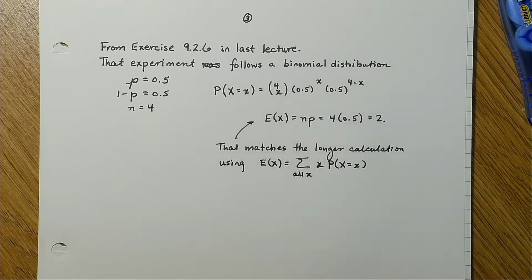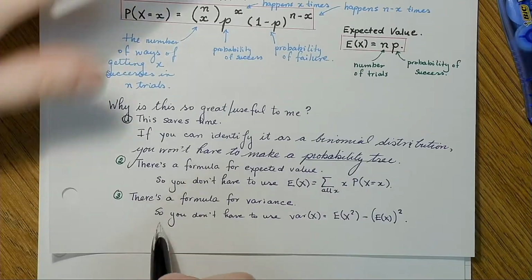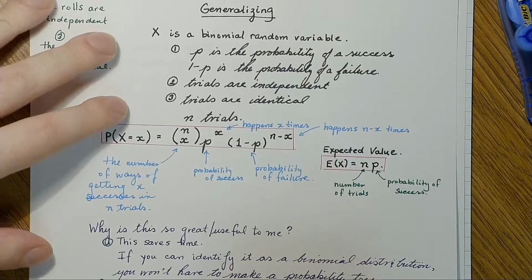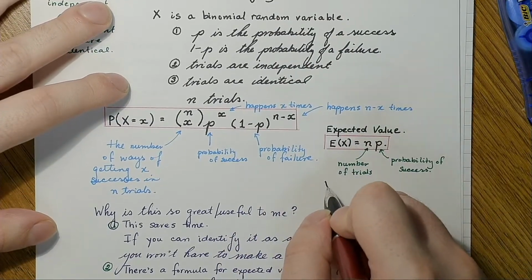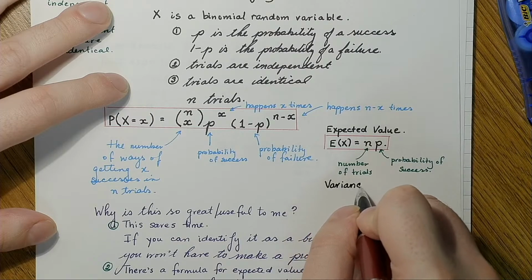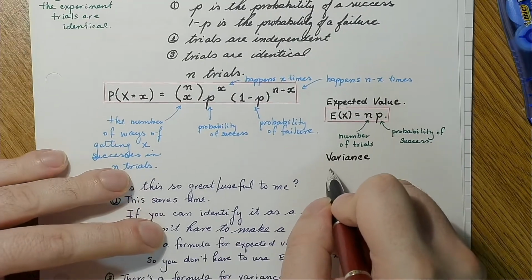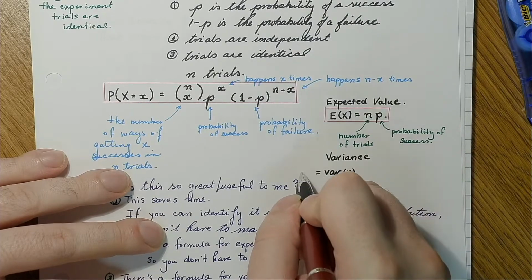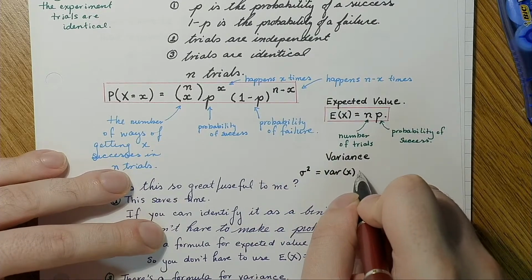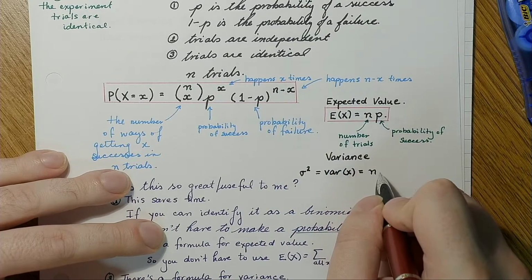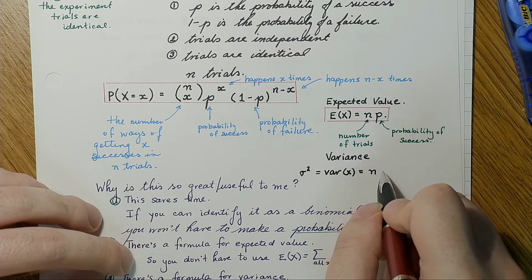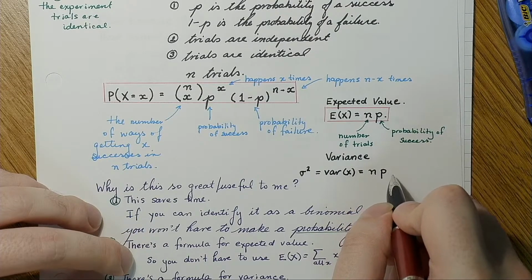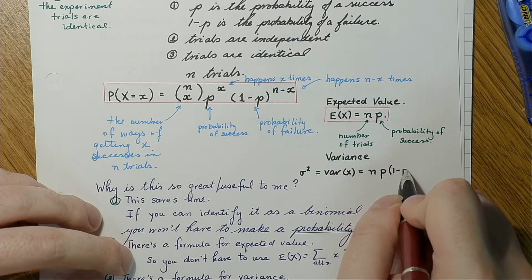Now, I have one last thing, because I said there was more. There was a formula for variance. So we had the variance. The variance is equal to, I can write it as Var(X) or sigma squared. This is equal to n, the number of trials, times the probability of success, times the probability of failure.